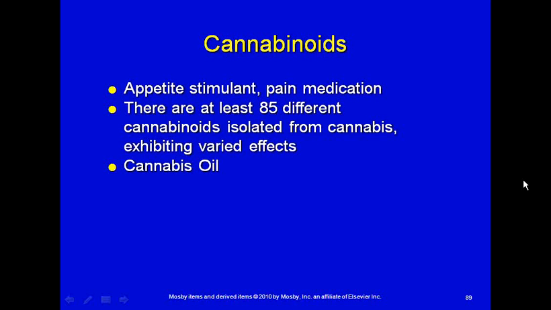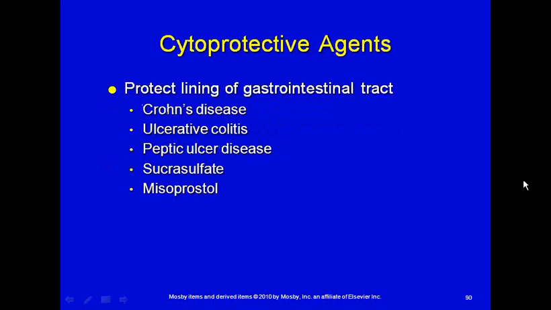Cannabinoids. Cannabinoids are appetite stimulants, and are also help to control pain. And there are at least 85 different cannabinoids isolated from cannabis. And cannabis, of course, certainly is marijuana. And cannabinoids or cannabis oil is certainly something that's garnered lots of attention in the Midwest recently, as states have considered legalizing the cannabis oil for the treatment of certain types of seizure disorders.